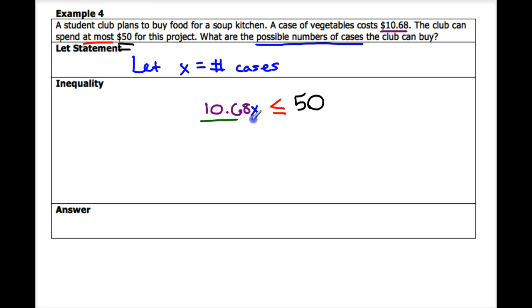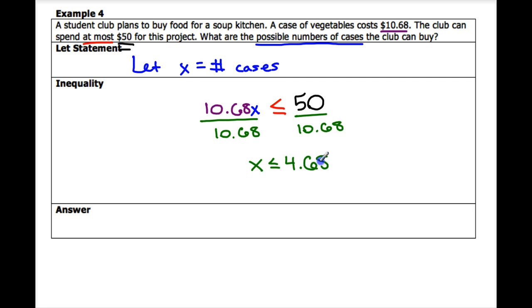Okay, now we're going to solve by dividing both sides by 10.68. We'll get another decimal answer for this one. 50 divided by 10.68 comes out to be about 4.68.